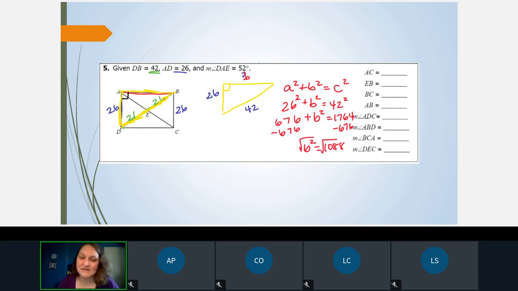We're going to take the square root of both sides. The square root of b squared is b, and then we're going to take the square root of 1088. If you are using Desmos, make sure you are using square root and not accidentally squaring this time. So square root of 1088 is about 32.9. All right, so now AB is about 32.9. I think on my answer key, I rounded it to 33. It will tell you what to round to on an assessment.